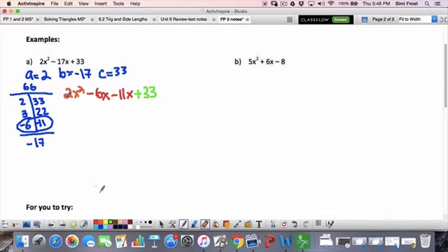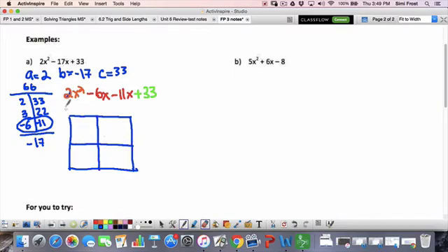Okay, I've split it. I'm going to draw my box. Okay, so my first term goes in the top left corner, so 2x squared. My last term goes down here in the bottom right corner, so 33. And then my split terms, doesn't matter which box, negative 6x can go here, and negative 11x can go here. All right, now we're going to factor out.